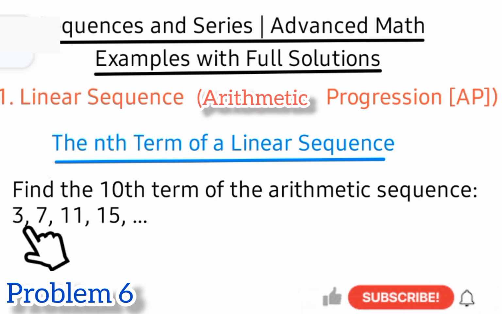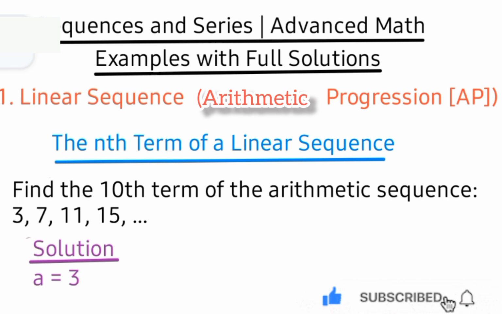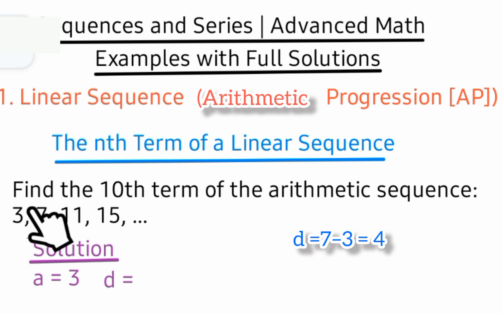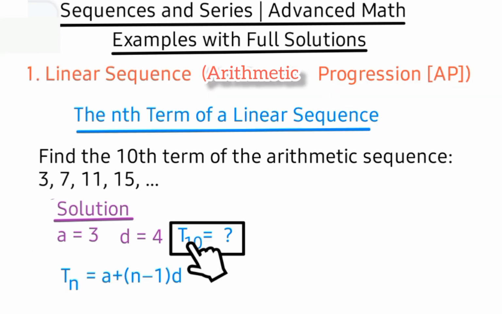Now let's solve the sixth challenge, which asks us to find the 10th term of the arithmetic sequence 3, 7, 11, 15. Looking at this sequence, we can see that the first term is 3. Then the common difference D will be equal to either 7 minus 3, or 11 minus 7, or 15 minus 11, which is 4.